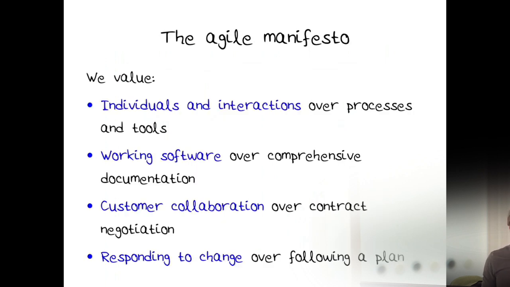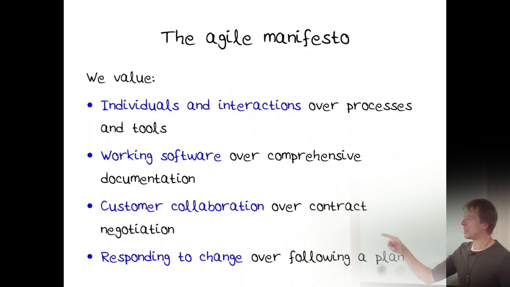So the Agile Manifesto, and I'll talk more about this. It says that we value. It doesn't say that one is good and the other one is bad. It says we value. We value individuals and interactions over processes and tools. We value working software over comprehensive documentation. We value customer collaboration over contract negotiation. We value responding to change over following a plan.